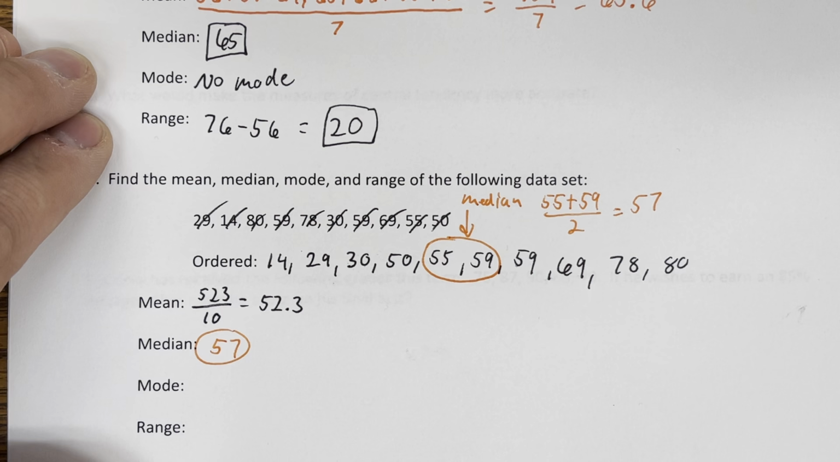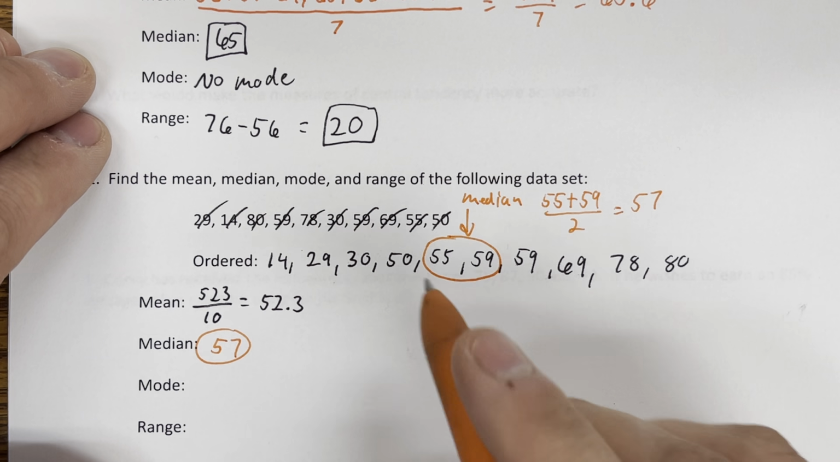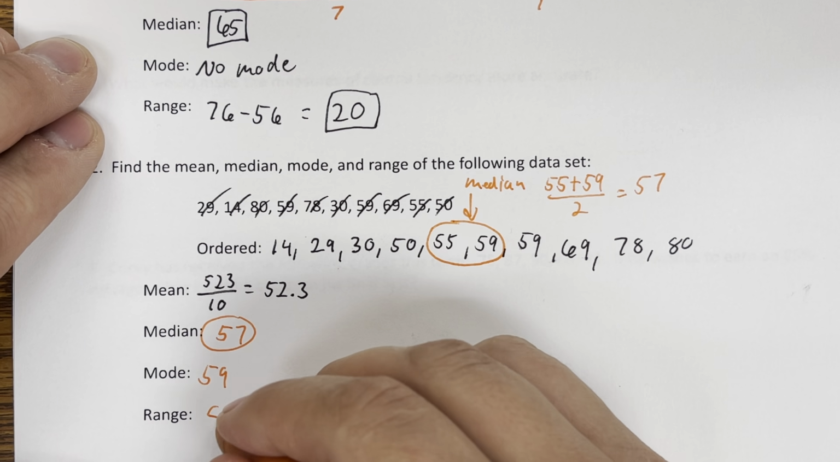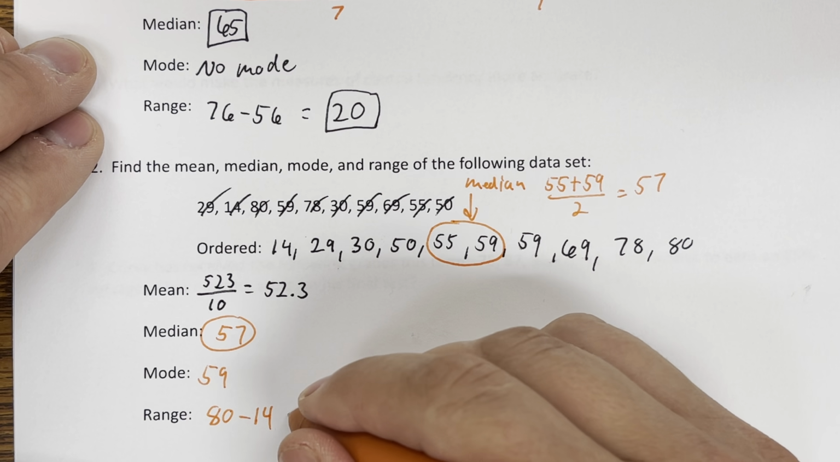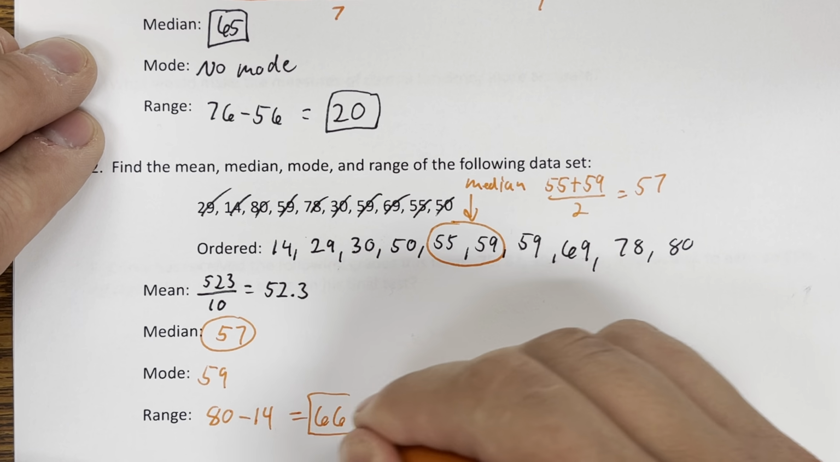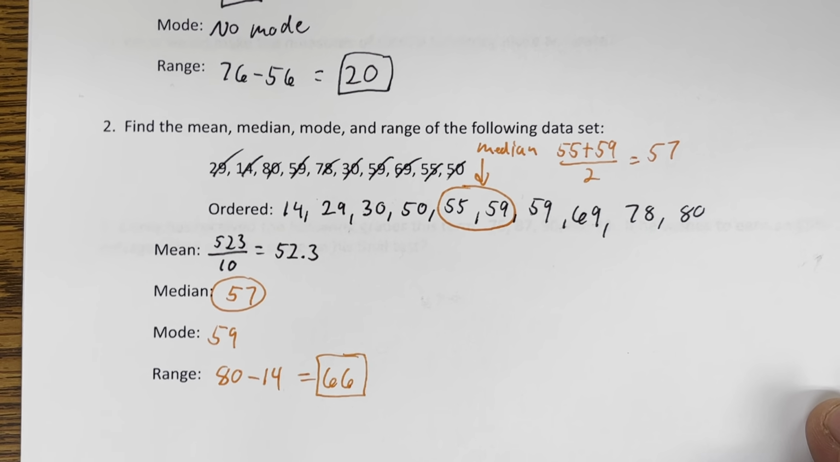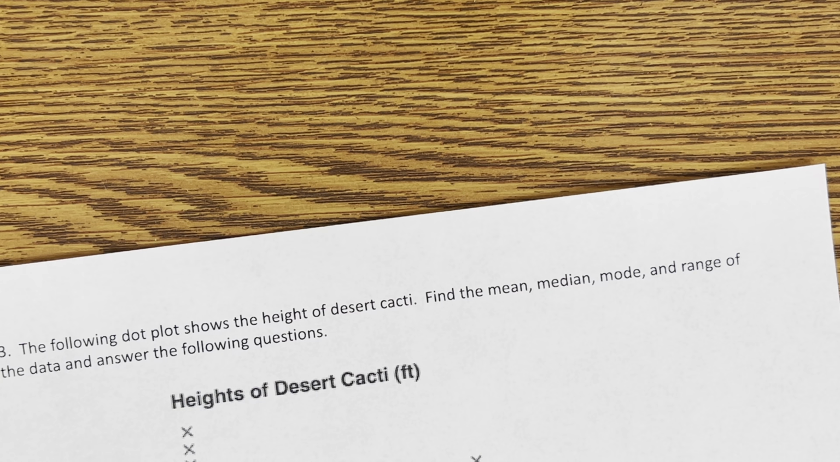The mode, the one that occurs the most, let's see which one repeats itself, and that is 59. There's two 59s. And the range, biggest one 80, minus smallest one 14, and the range is 66. And we've calculated the measures of central tendency. On to the next page.